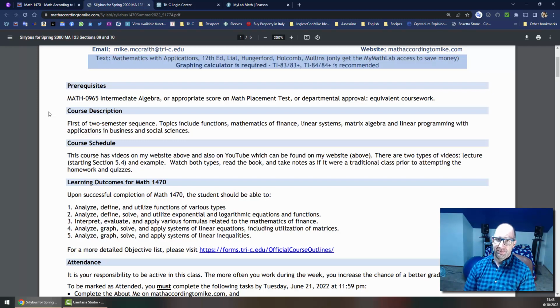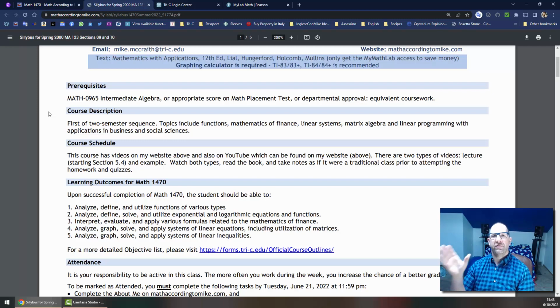Those are the ones I made. Those are the ones that are recommended to watch, and I tell you exactly which ones to watch per week. That's later on in the syllabus. The book also has some videos to watch, and I can show you where to find those.